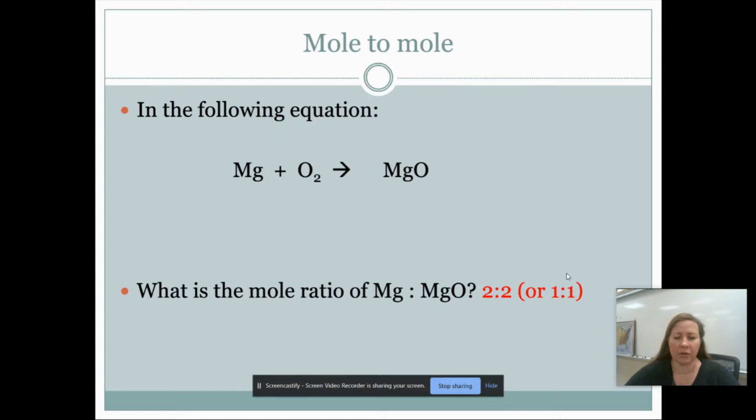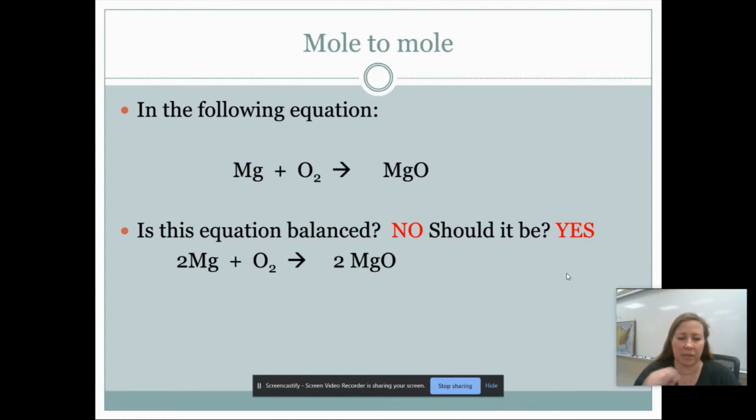So the mole ratio of Mg to MgO, let's look at that again. Mg is here, and MgO is here. So this would be a 2 to 2 ratio. I'm looking at the coefficients. Or, of course, you can always reduce ratios, so you could call that a 1-to-1 ratio.